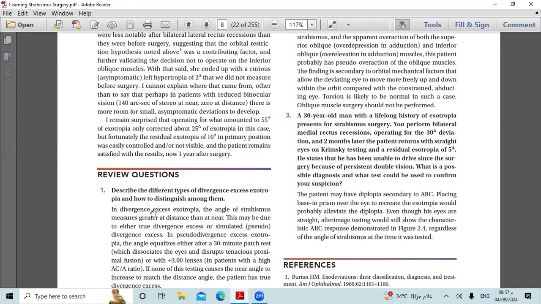The patient may have diplopia secondary to abnormal retinal correspondence. Placing base-in prism over the eye to recreate the esotropia would probably alleviate the diplopia. Even though his eyes are straight, after image testing would still show the characteristic abnormal retinal correspondence response demonstrated in Figure 2.4, regardless of the angle of strabismus at the time it was tested.